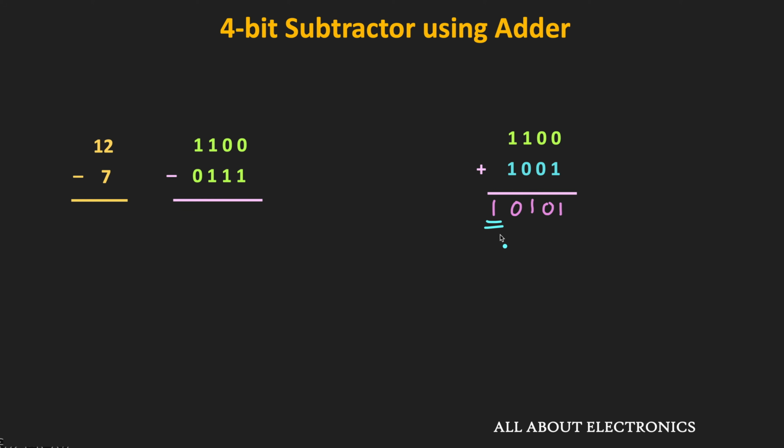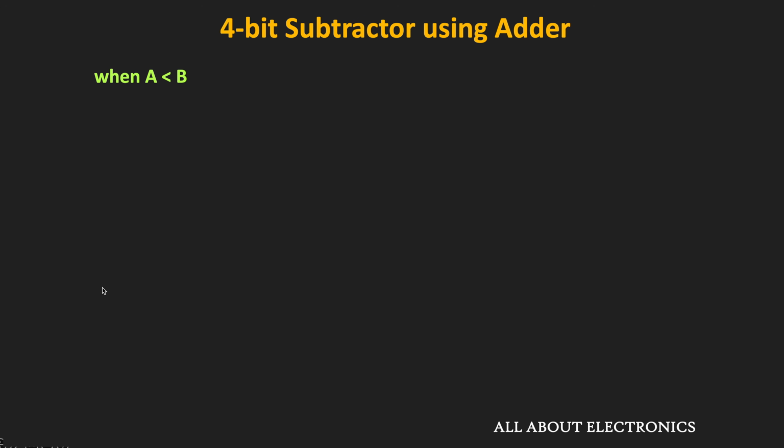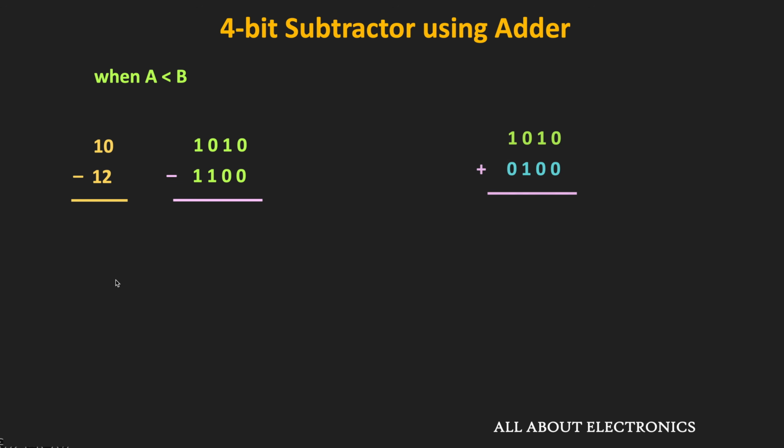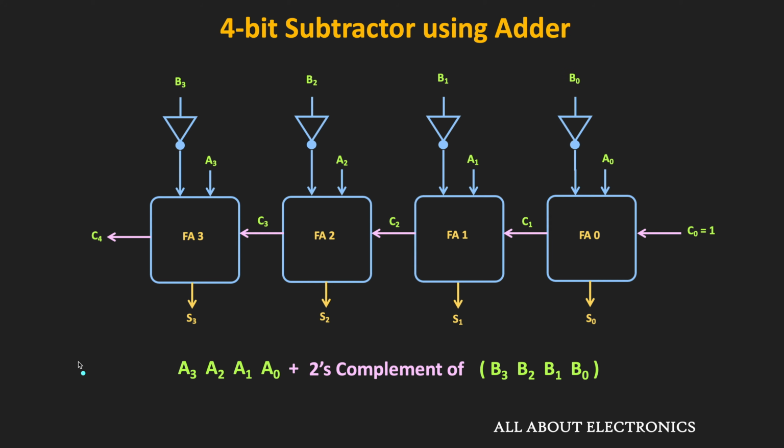will be negative. For example, if we perform this 10 minus 12, then first we will take the 2's complement of this 12, that is equal to 0, 1, 0, 0. And then if we perform the addition, the result is equal to 1, 1, 1, 0. So as you can see, there is no carry at the output. So from that we know that in this case the result is negative, and the same carry bit can be used for the quotient. That means here, suppose we are performing the 4-bit subtraction, then this C4 bit can be used as a quotient bit.